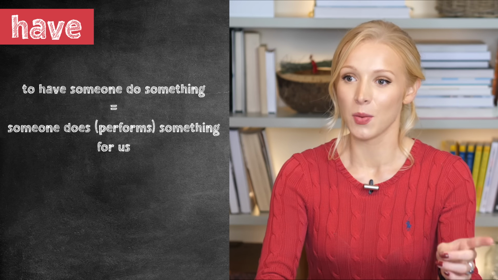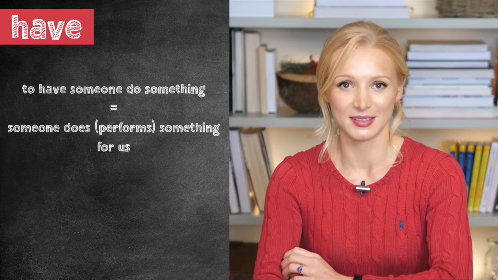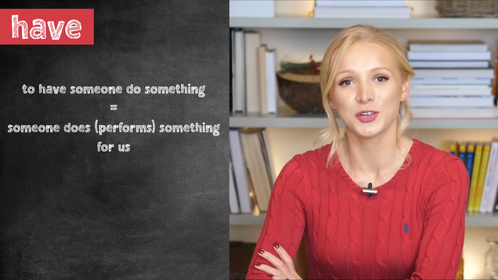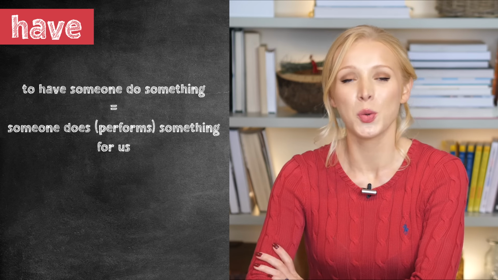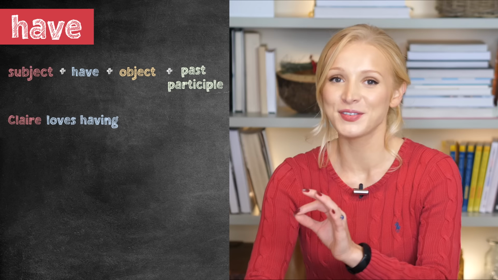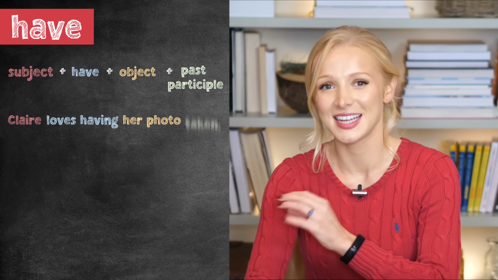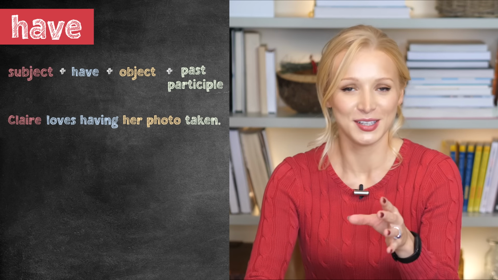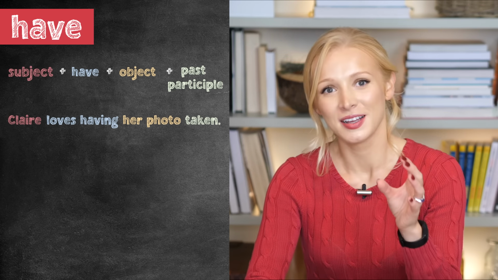Now there are 2 ways that we can use have as a causative verb. The first way is to say that someone does something for us. We generally use this construction when somebody performs a service for us or on us. The structure is subject, have, object, past participle. So following that structure, we have Claire loves having her photo taken. Subject, have in its correct form, object, past participle.